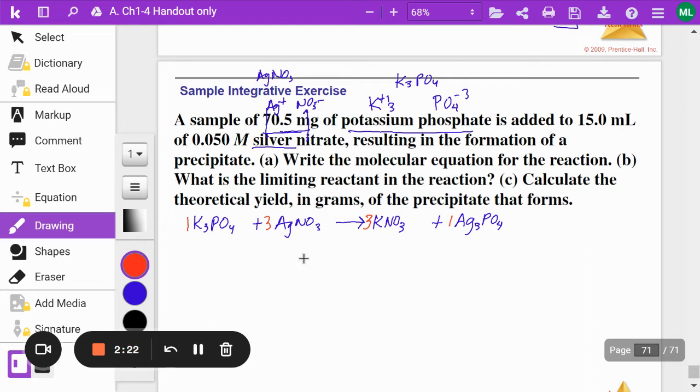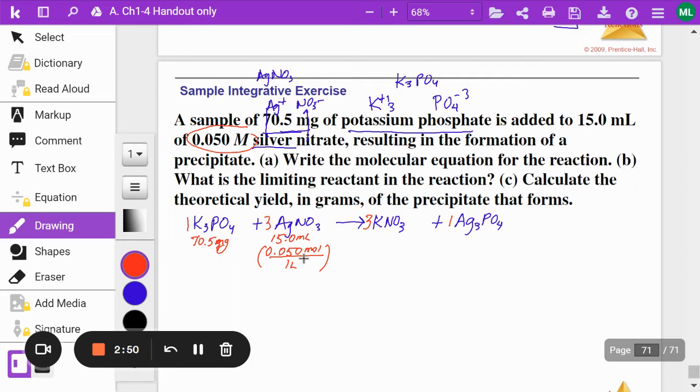You have 70.5 milligrams of potassium phosphate. So write 70.5 milligrams of this. 15 mils of silver nitrate. So 15.0 milliliters of 0.050 molar, this right here. Molarity means moles for every 1 liter. Okay? Resulting in the formation of a precipitate.